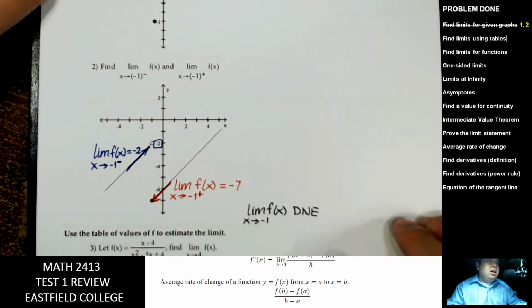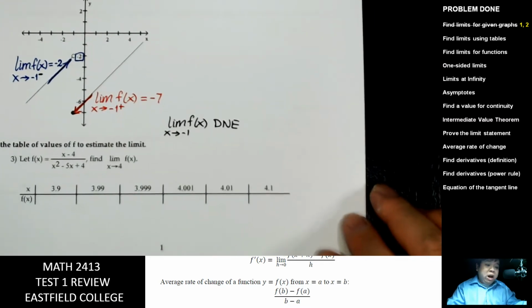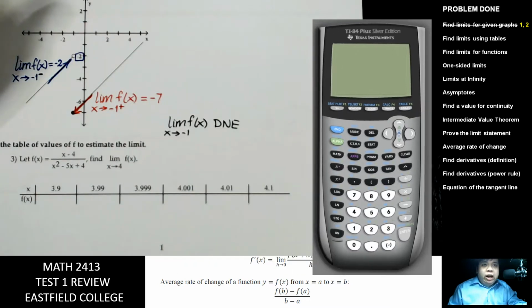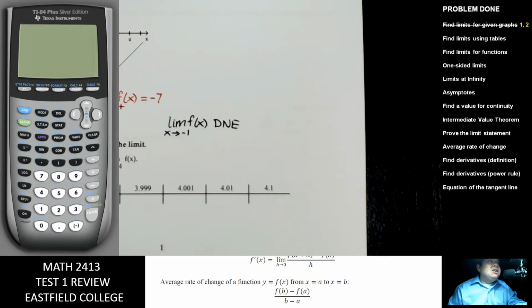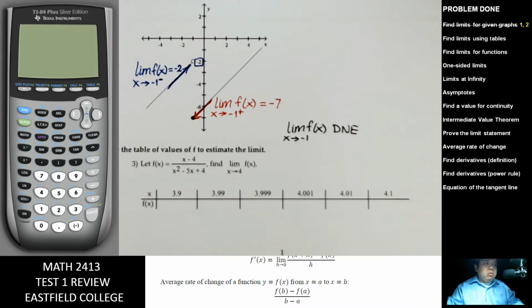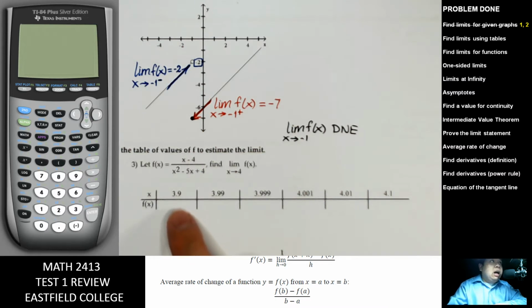Next, we'll go to number 3, where we find the limit using the table or numerically. This will use the calculator. So let's move the calculator. Now just keep it that side. So this is the problem. We just need to evaluate the function at those values, right?